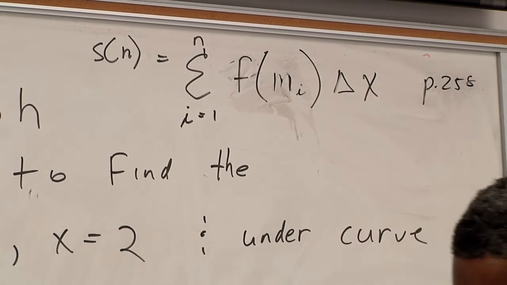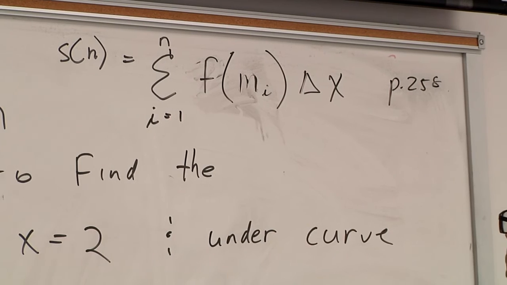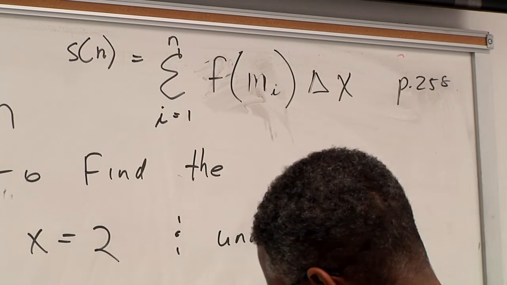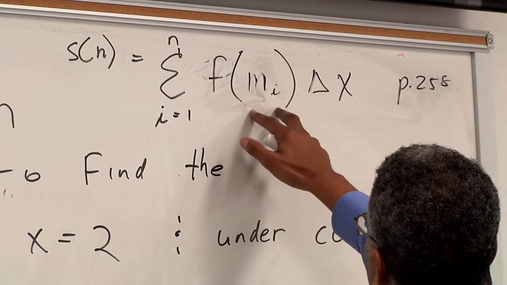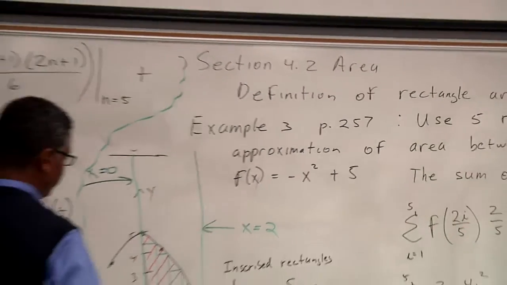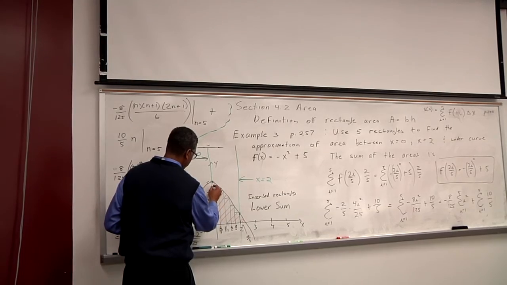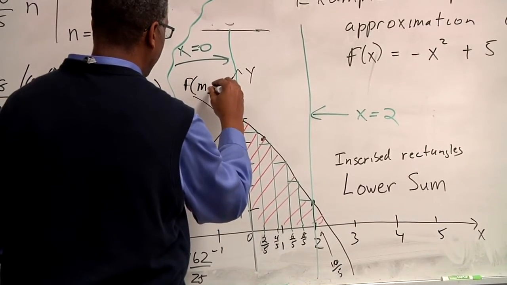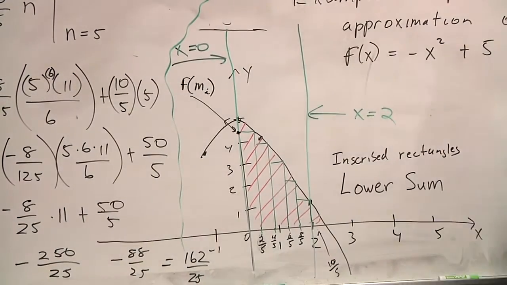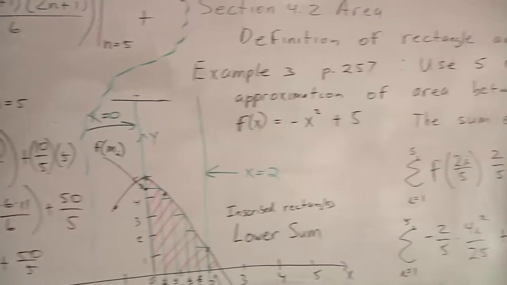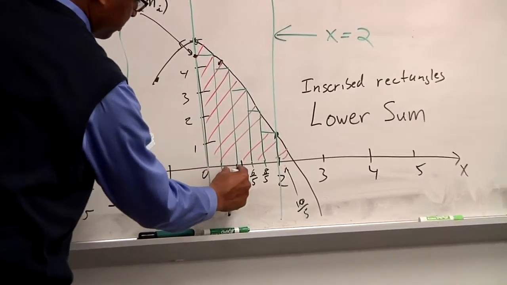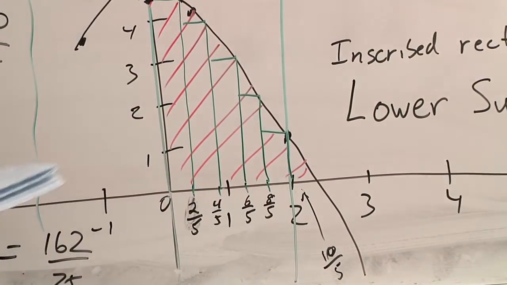So let's go ahead and relate that formula to the picture, okay? Because it's very important you understand how that relates to the picture. So the f of m i corresponds to the height of each of these rectangles. So you can think of this as your f of m i. And you can think of the delta x as the base of the rectangle. So each one of these intervals you can think of as a delta x.